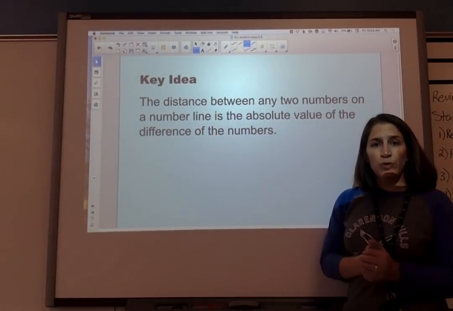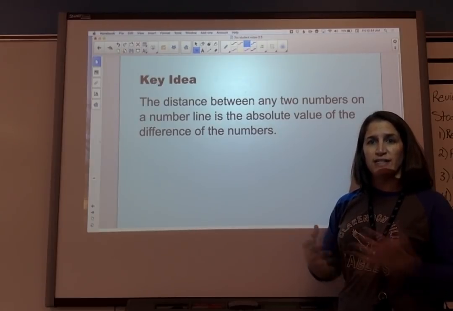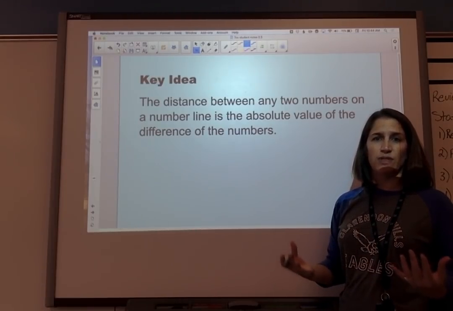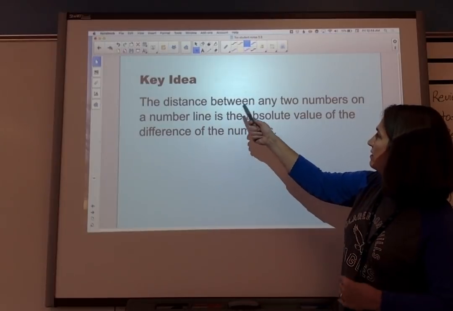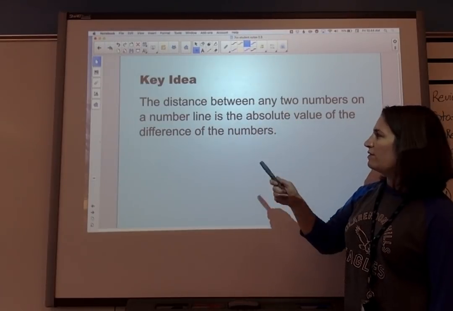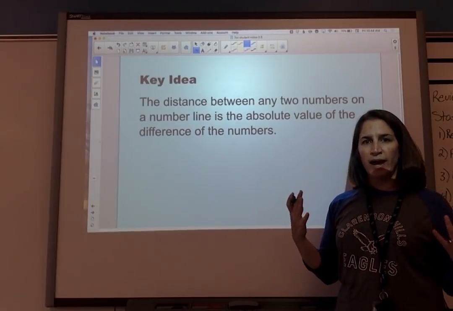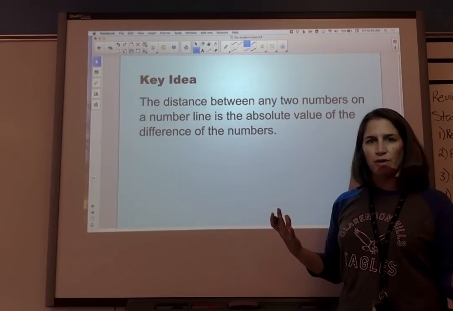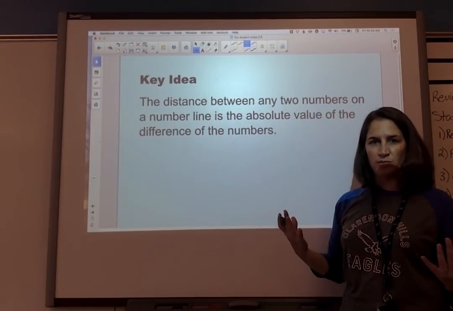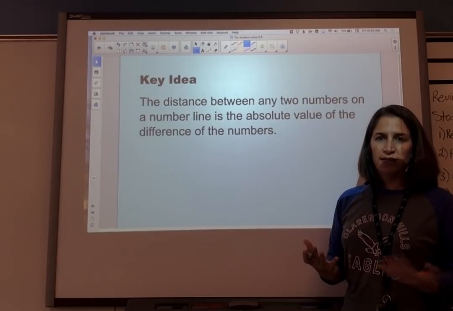All right, so one more key idea here. Oftentimes when we're using subtraction, it's to find the distance between two numbers on a number line. So the distance between any two numbers is the absolute value of the difference of the numbers. So we're going to subtract one number from the other number, doesn't matter which one we subtract from which one, and then we'll take the absolute value.